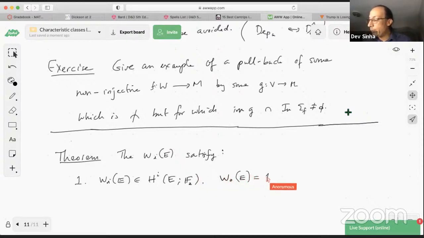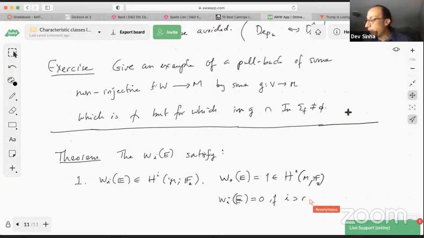W0E is always 1 in H0. Of course they're in the cohomology of E, but let's just have a base M. And WiE is 0 if i is bigger than the rank of E. I'm going to ask you to verify these axioms, and I'll let you determine whether it's immediate from extending our definitions or just something that needs to be imposed.